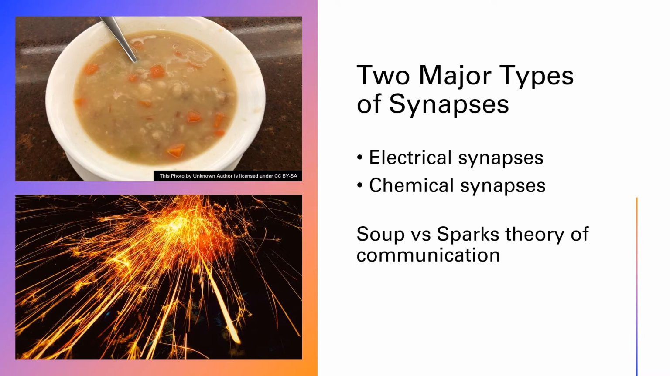Soup meaning like your circulatory system. The nervous system is just one big flowing thing and everything is connected to each other directly. The sparks theory is that we have action potentials that are transferred from one cell to the next through some kind of synaptic transmission. So we'll look at the difference between those two things today.